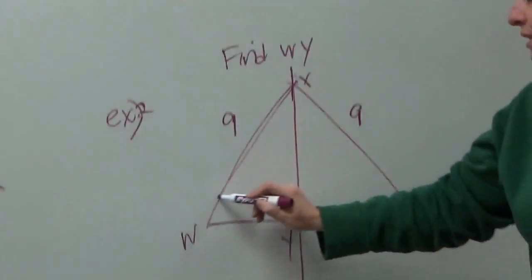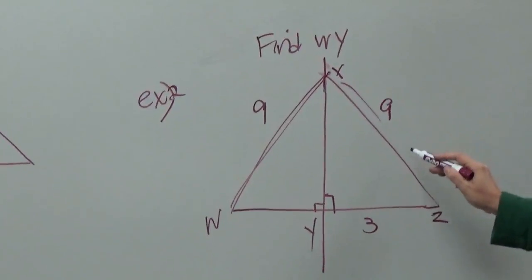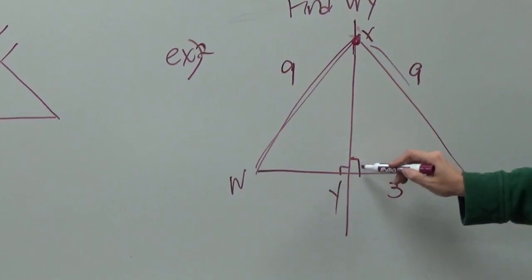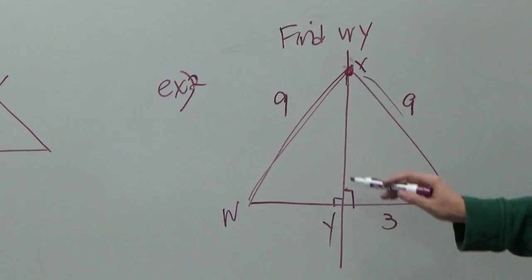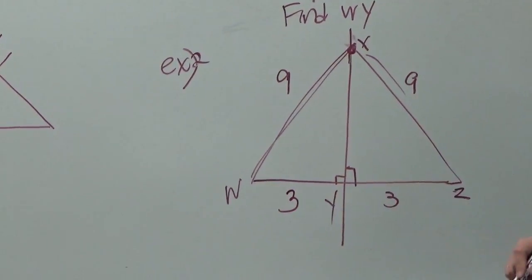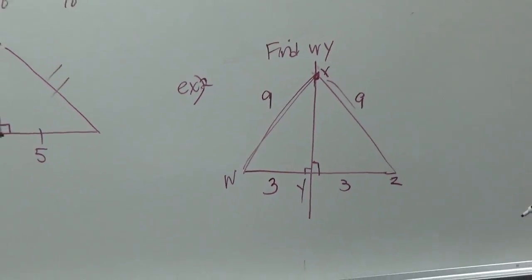Okay, here it says find WY. Okay, well, I know that these two lines right here are both 9. And I know that this point right here is on a perpendicular line. So if that's on a perpendicular line, and I know that that's 3, then I can say that WY is 3 because of those theorems.